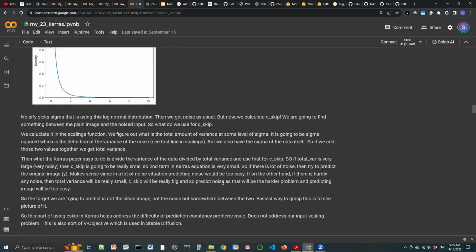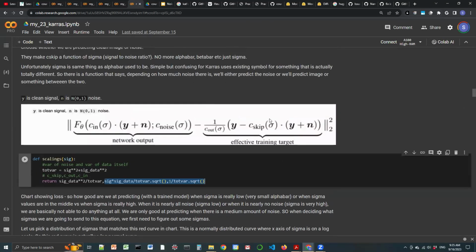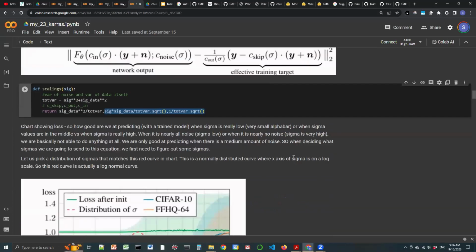If on the other hand there is hardly any noise, that means our denominator is small, then the total variance will be really small. So c_skip will be very high. And if c_skip is high, closer to 1, then we are going to be predicting the noise, as per this equation here. If c_skip is high, it is because the total variation is very low, which means there is less noise. So c_skip is high, close to 1, and we predict all noise.